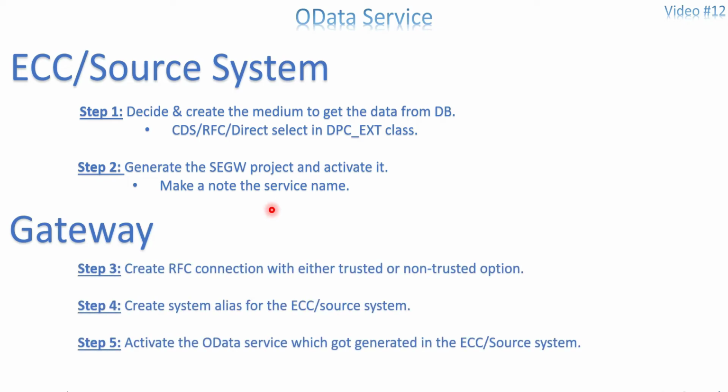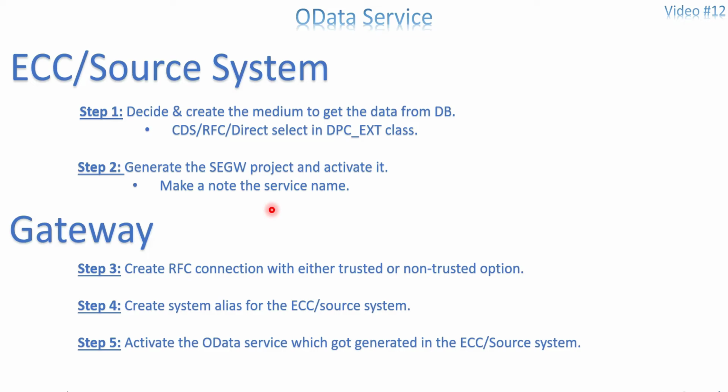And in the gateway, create an RFC connection. It may be either a trusted or non-trusted option, and create a system alias for the ECC or source system. This is an additional step we have to do apart from SM59. Once you add the selected servers, you have to use the system alias. So far we used local. Local denotes the local system, whatever system you have SEGW in, it points to the same system. But now we need a new system alias to be created from our end in the gateway server, which points to your other ECC or source system. So that is the additional step we have to do.